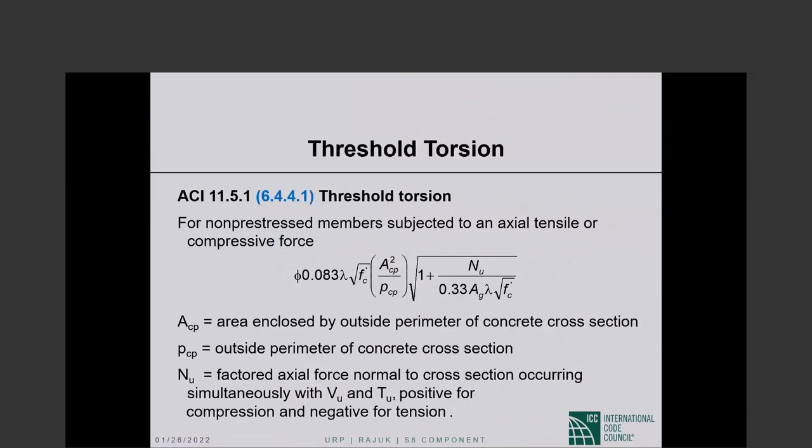If the member in question is subject to an axial tension or compression, then the expression for threshold torque is modified by that. Okay, so for regular non-pre-stressed members without any tension or compression, this was the expression. If you have a tension or compression applied, this is the expression for threshold torsion. N sub u is the factored axial force normal to cross section occurring simultaneously with V sub u and T sub u, and N sub u is positive when it is compression, negative when it is tension in that expression.